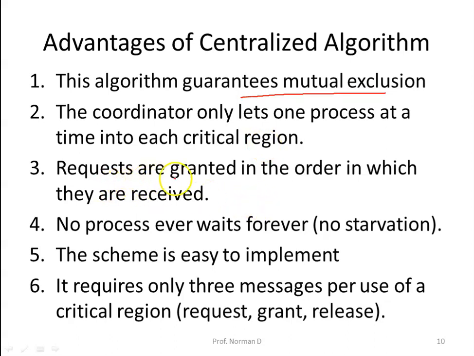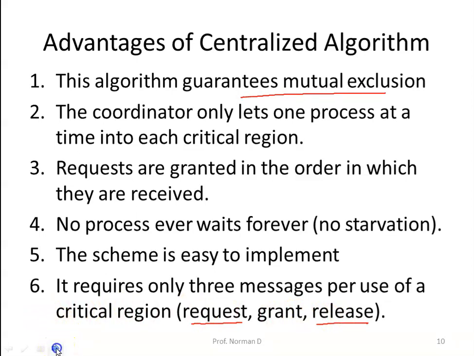Next, requests are granted in the order in which they arrive. The main thing here is that no process ever waits forever. That means there is no starvation. The scheme is also easy to implement. The centralized algorithm requires only 3 messages to use the critical region. First, the process makes a request to the coordinator. Once the request is granted, it makes use of the critical section, and then it sends a release message to the coordinator to exit from the critical region. So these are the advantages of the centralized algorithm.